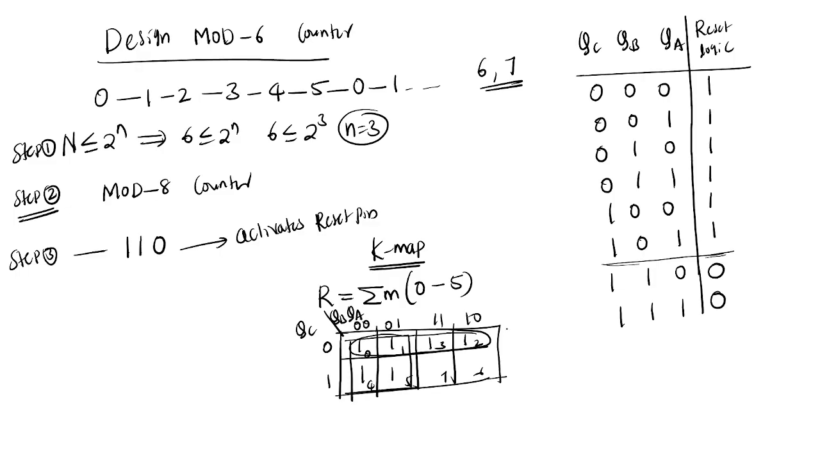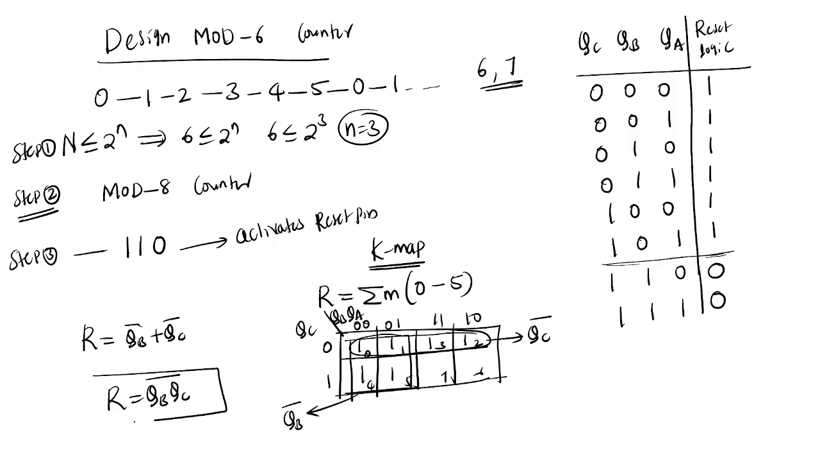So this you can write as QC bar, and this one you can write as QB bar. So the reset logic I got is QB bar plus QC bar. So this one I can write as QB QC whole bar. Which gate do I need to use?